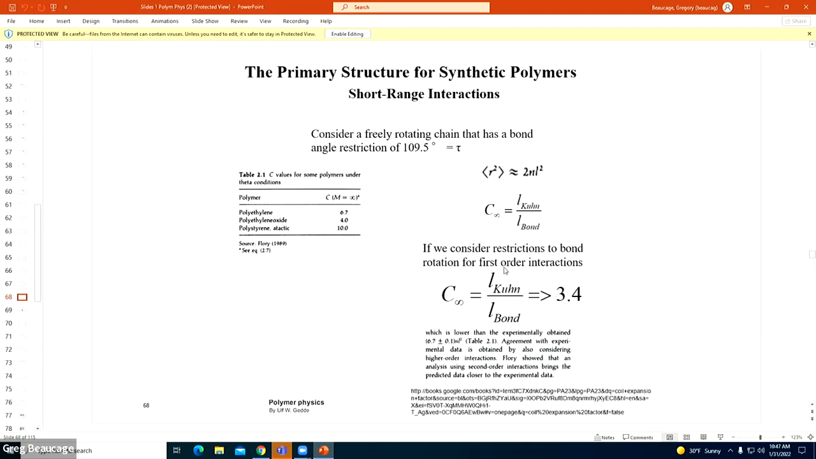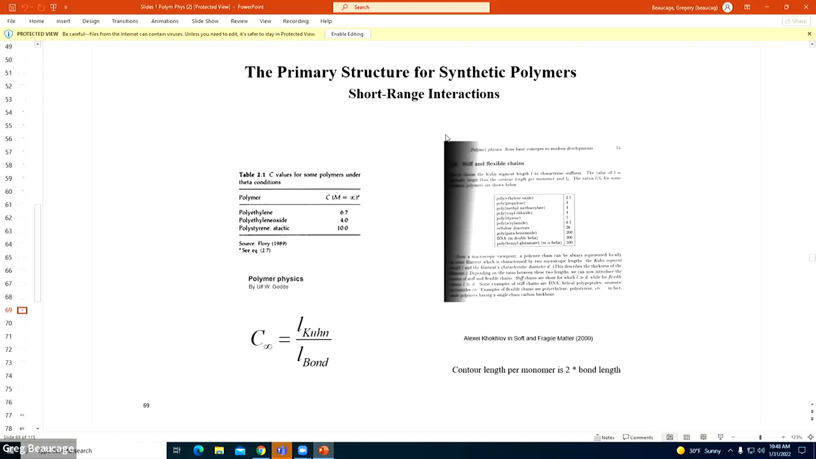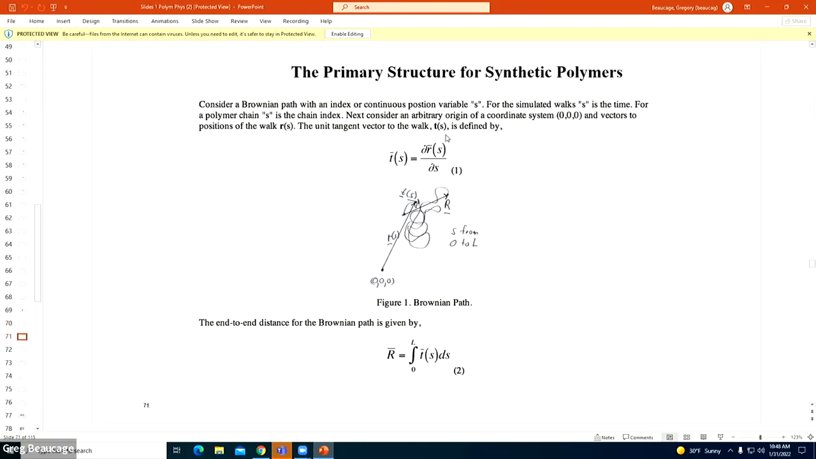This is just one bond. So if you include all the bonds, you can get 6.7. So it's kind of like the more complicated you put into the calculation, then you can get that number to match. That's kind of the idea. So that's that same picture.